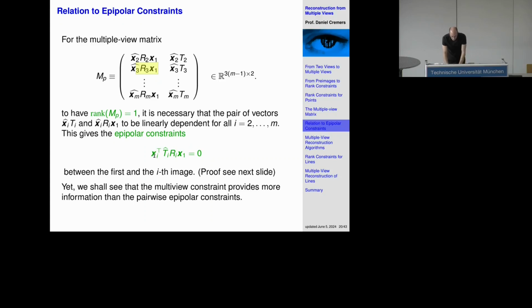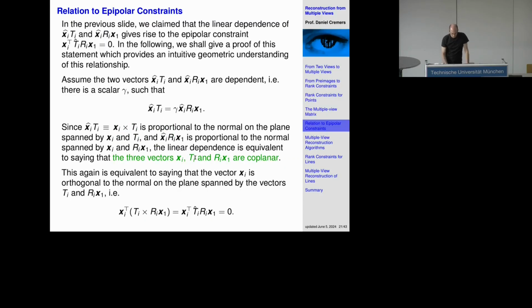So let's look at this. I'm claiming that this being the linear combination of these two elements corresponds to the epipolar constraint. Let's look at how that works. So the claim was that linear dependency of xi hat ti and xi hat ri x1 gives rise to this epipolar constraint xi transpose Ti hat Ri x1. See, this is the epipolar constraint between image 1 and image i.